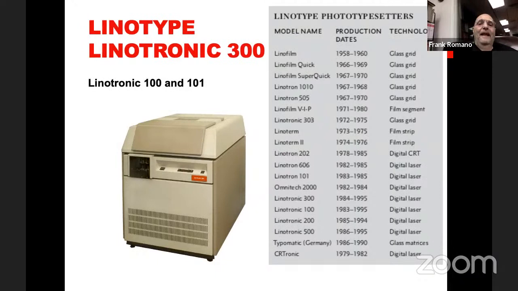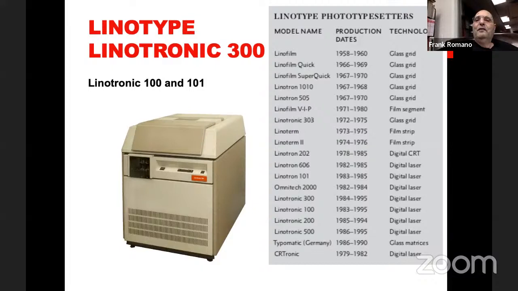The thing that made it work was PostScript. It was the first machine to have a PostScript RIP on it, raster image processor. And so you would send it a PostScript file. Later on, it would be a PDF, but it was a PostScript file at the beginning. And it would set all your type digitally. It was amazing what it did. However, it was slow as molasses.